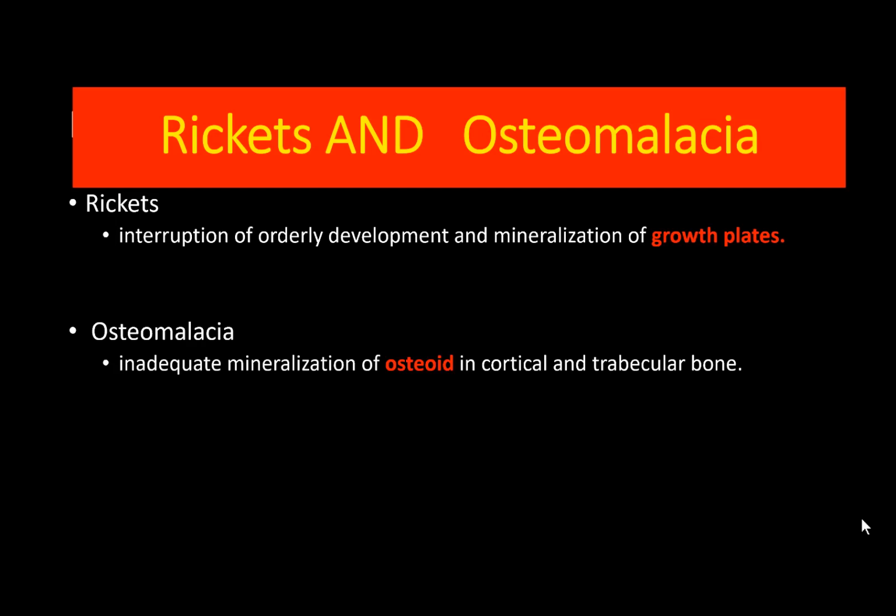The cortical and trabecular bone are seen both in children as well as in adults, but the growth plate is usually seen only in children. That's why rickets and osteomalacia both can coexist in childhood, whereas in adults it is only osteomalacia which will usually be present.